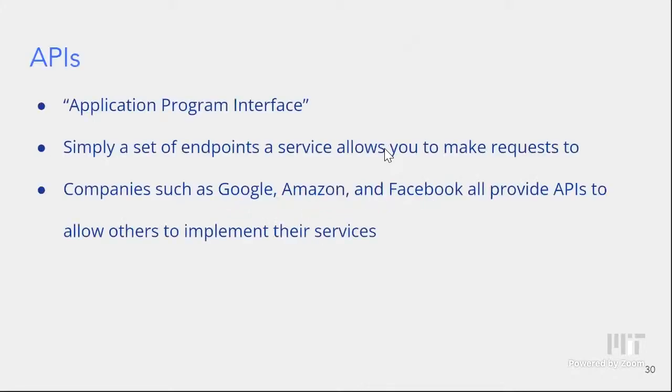So now to actually define what an API is. APIs are application program interfaces. They are a set of endpoints, I'll define what an endpoint is in a second, that services allow you to make requests to. So companies like Google, Amazon, and Facebook all provide APIs to implement their services with.